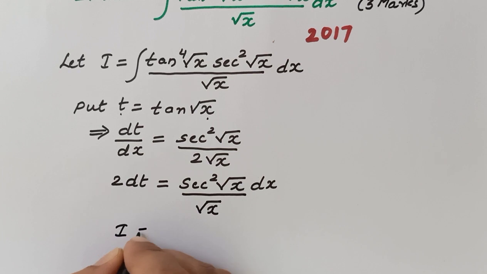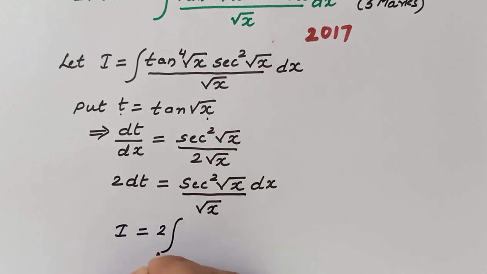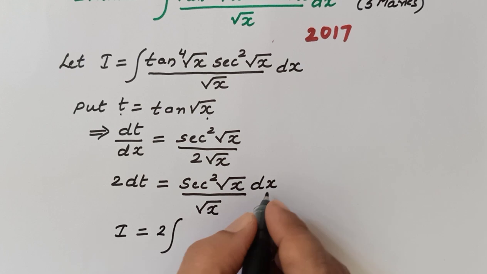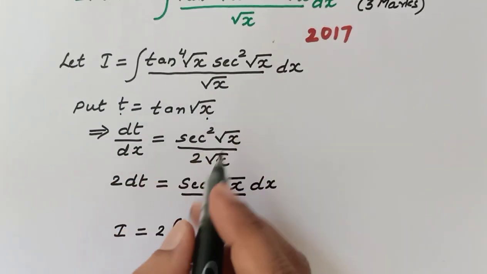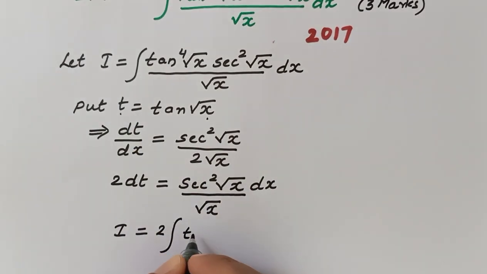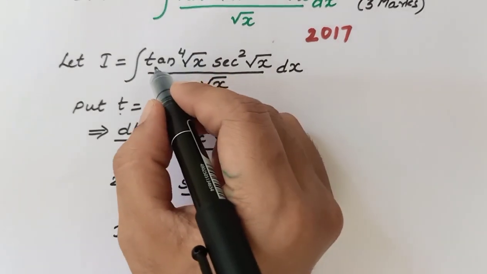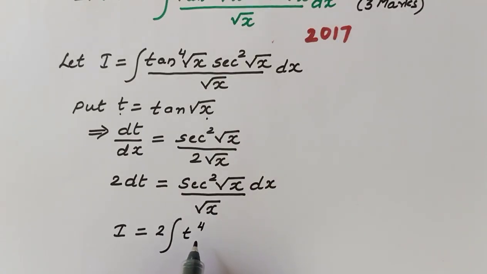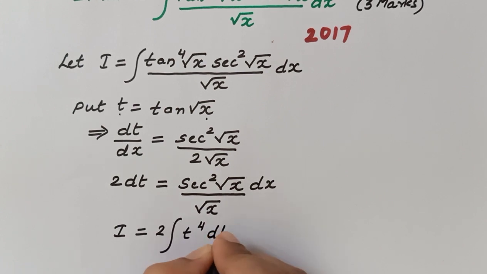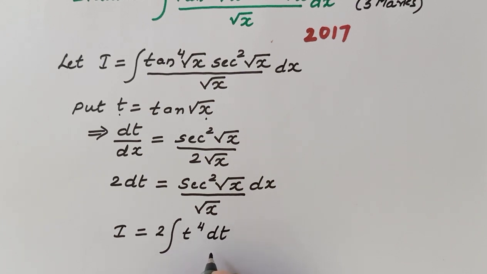Therefore now I will be equal to, what is secant square root x dx by root x? It is equal to 2 dt. So 2 is a constant, so I have taken it out. And here I can take the substitution that was taken equal to t. We had taken t equals tan root of x, and here there is a power of 4. So I need to take the same thing here, t to the power of 4, and secant square root x dx by root x is equal to 2 dt. So 2 is taken here and here it will be dt.